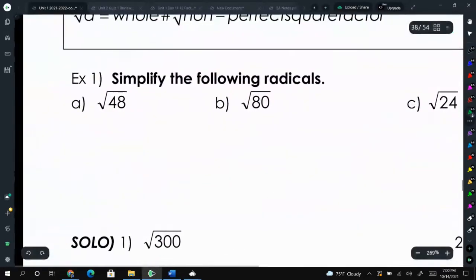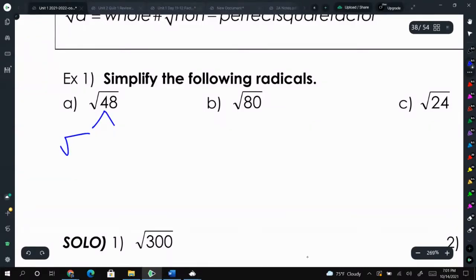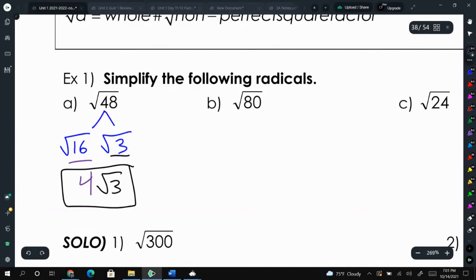So we always want to break up our square roots, our radicals, into two factors, and one of those factors is a perfect square. We want to find the biggest perfect square. So 48, we can break up 48 to 16 times 3. The square root of 16 is 4. So this is going to be 4, and then we can bring this down times the square root of 3. We can't simplify the square root of 3 any further. So that is our answer.